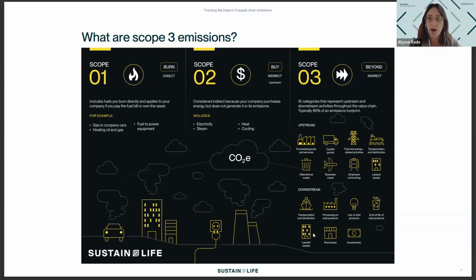Now, the Greenhouse Gas Protocol, our gold standard of carbon accounting, classifies all of those activities into 15 distinct categories across upstream activities, and that's anything related to something your business purchases or otherwise acquires, and downstream activities, and that's anything related to the good or service that you as a business produce.